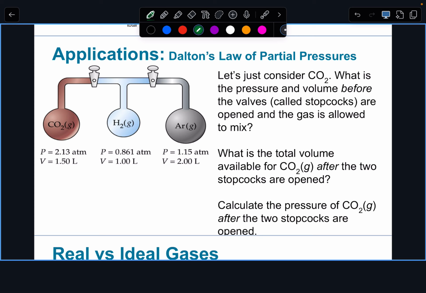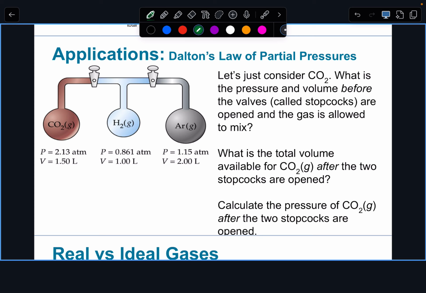So you've got three containers that are kept separate by valves. So right now the valves are closed. They're trying to emphasize that by showing you the CO2 is just filling in that red space, the H2 is filling in that blue space, and the argon is filling in the gray space, okay? And we've got pressures and volumes for each of the gases listed below. And they're just for the volume of the red space, the volume of the blue space, etc.